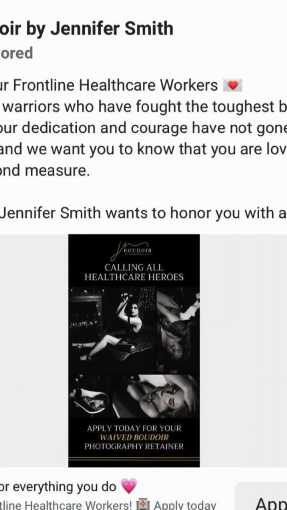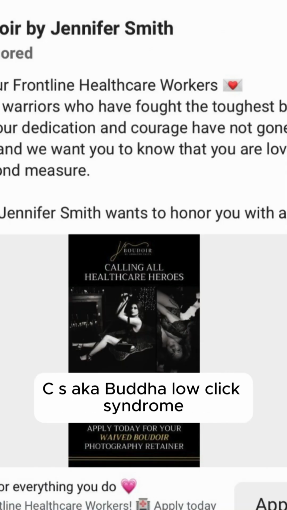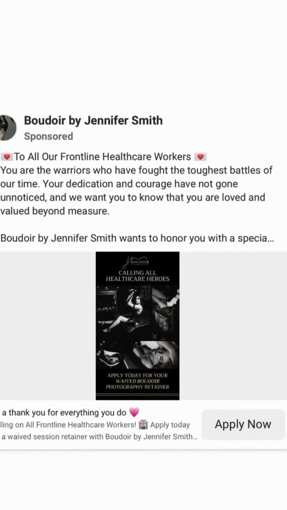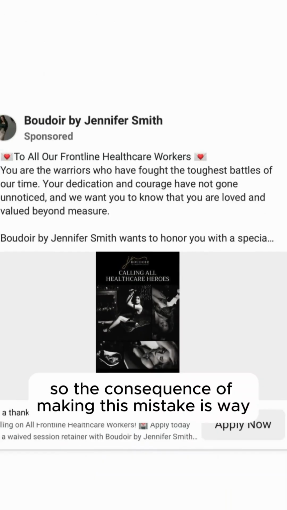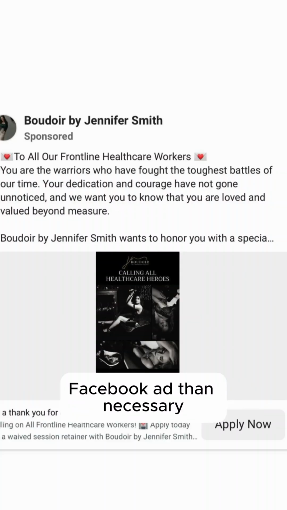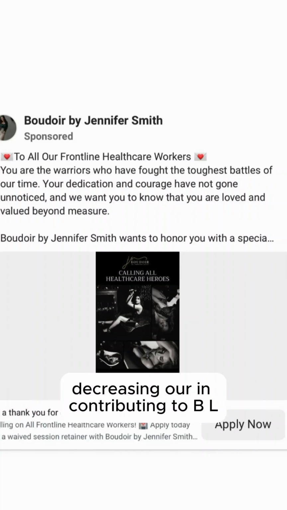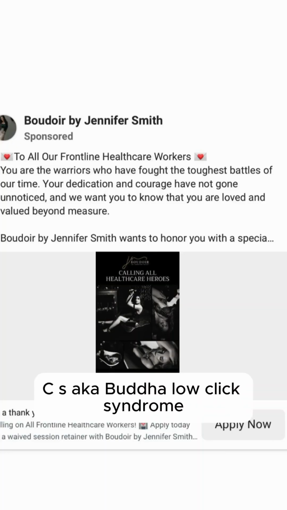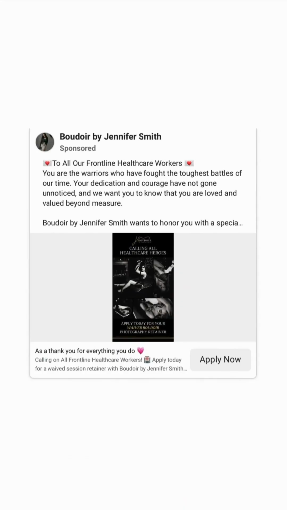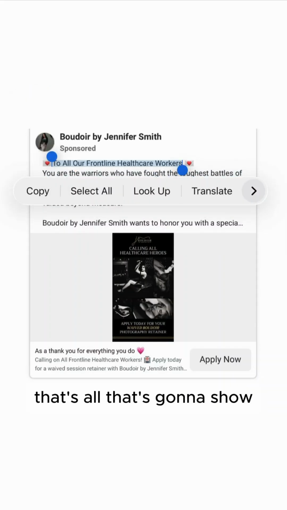Well, basically every Boudoir Facebook ad I've seen has had BLCS, aka Boudoir low click syndrome. So the consequence of making this mistake is way more women scrolling by our Boudoir Facebook ad than necessary, pulling our unique CTR all under 6%, contributing to BLCS, aka Boudoir low click syndrome. Finally, looking up here, the first 2 3/4 lines on the Facebook mobile newsfeed, that's all that's going to show.